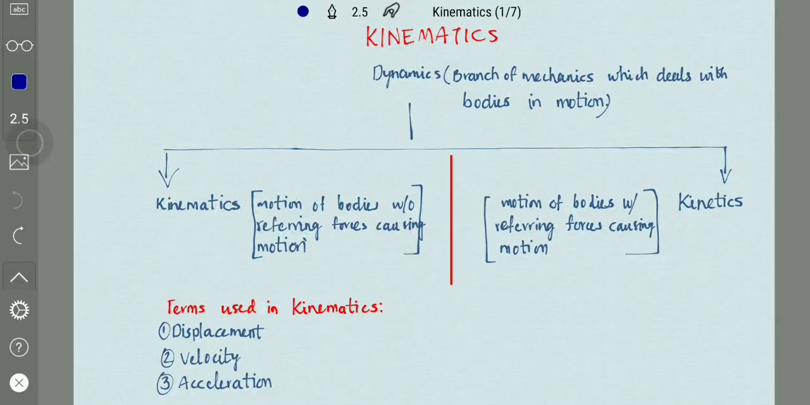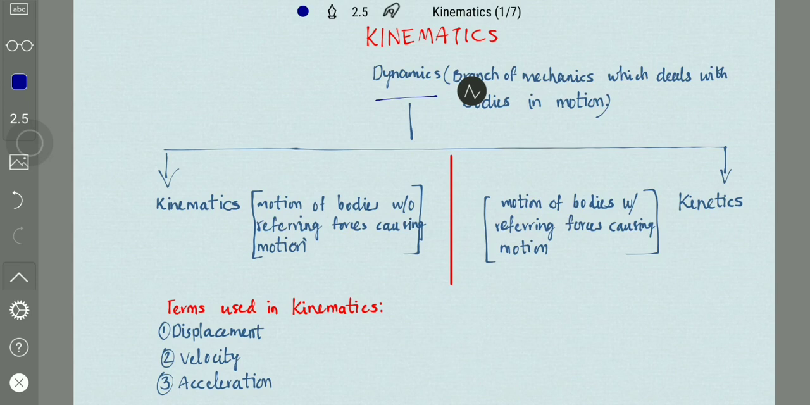Hi guys, until now we have seen about the bodies which are at rest. So we have seen about statics. But according to the definition of mechanics, it is the study of bodies which are at rest and which are in motion. So the study of bodies at rest is called statics, and the study of bodies which are in motion is called dynamics, right?